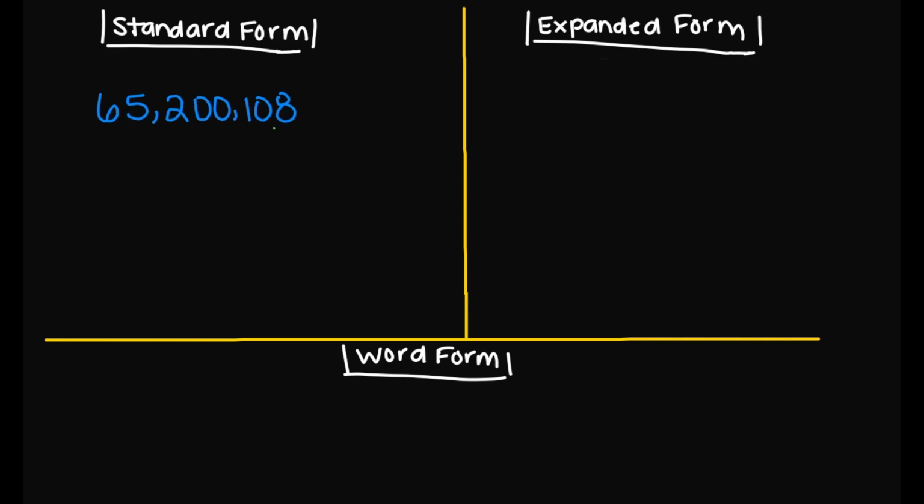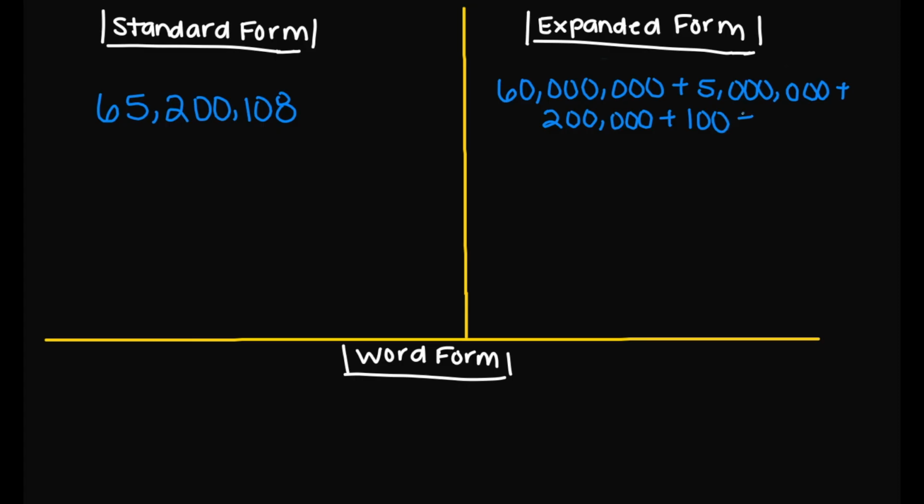Remember, this here, what we just wrote, is your expanded form that we have here on the right side. Let's look at this example. We have 65,200,108. If you were to expand this, you're going to get 60 million plus 5 million plus 200,000 plus 100 and then plus 8. And this is your expanded form here.